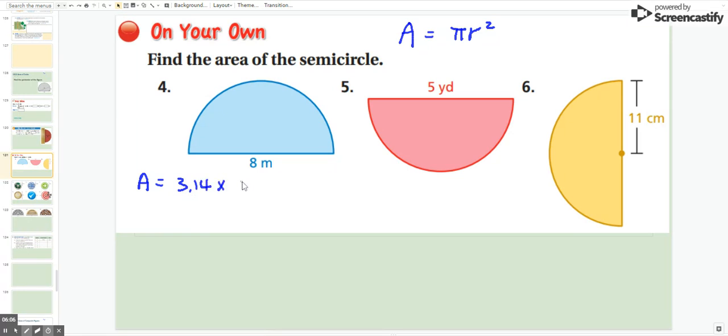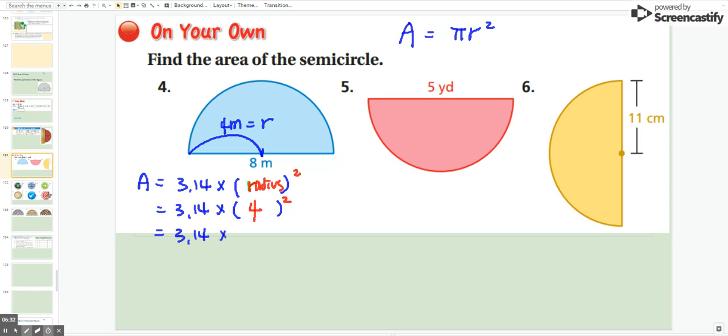3.14 times, what is the radius? Because you're going to put radius squared. The radius is only half the diameter, which is 4 meters. This is the radius. So you have to put 4, and you're going to square that. 3.14 times 16, we know this. So if you multiply this, 50.24 meters. And it's only a half circle, like it's only half.